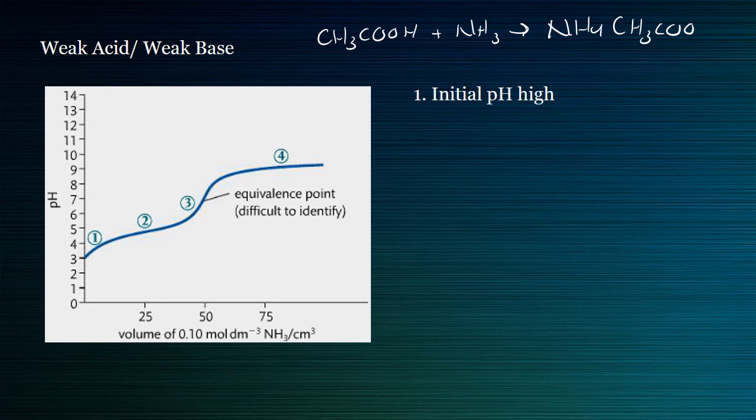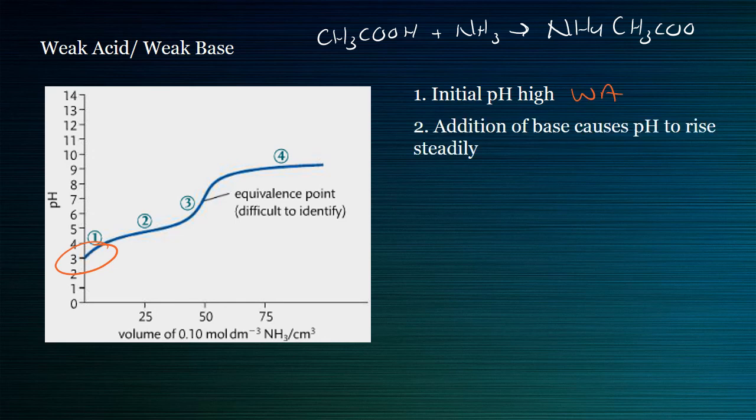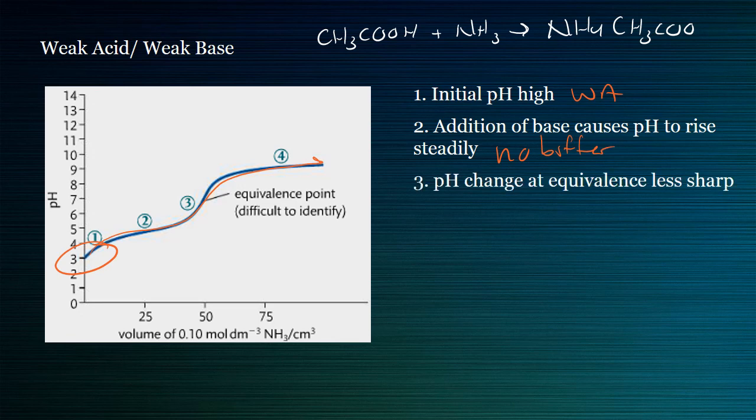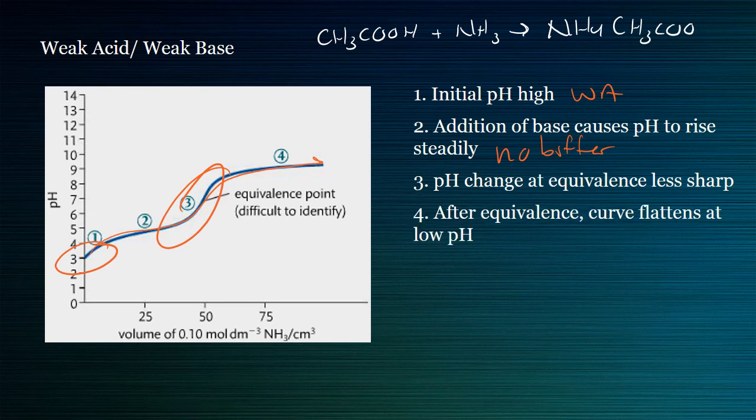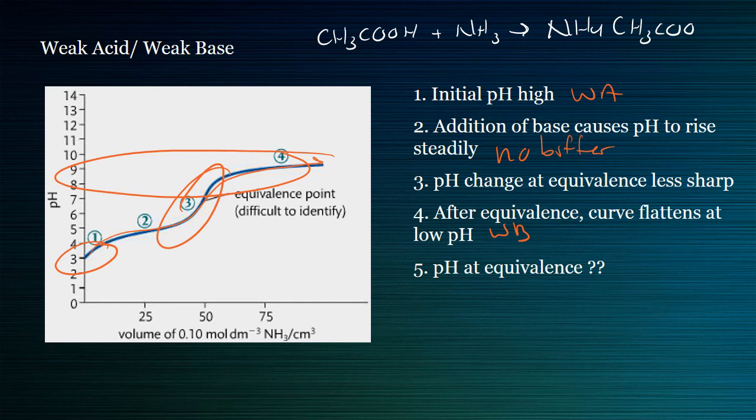So you're going to have initially a high pH because you have a weak acid. The addition of the base causes the pH to rise relatively steadily. So there's no buffer because we have no strongs to make a salt. The pH change at equivalence is less sharp and less noticeable and actually very hard to determine. And then you're going to flatten out at a low pH, which means you're working with a weak base.